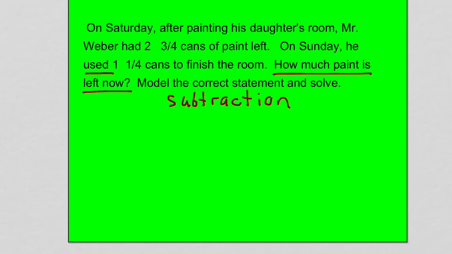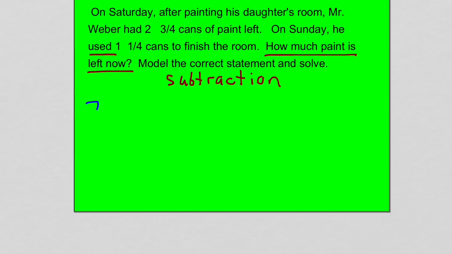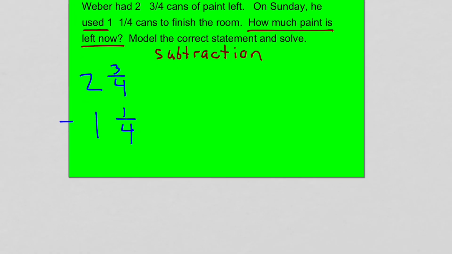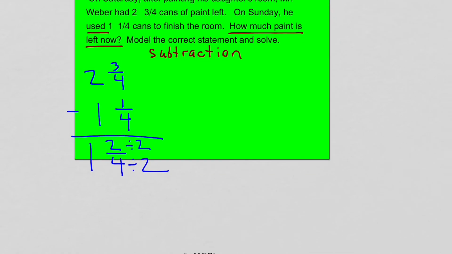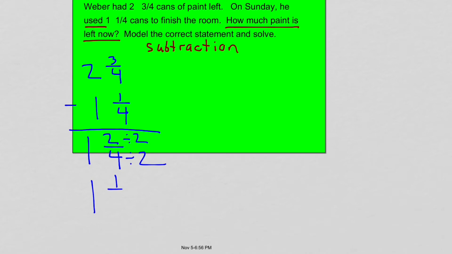So whenever we have this kind of situation, we started off with 2 3/4 cans of paint, and we used 1 1/4. And just like when we were adding and subtracting fractions, we subtract the whole numbers. 2 minus 1 is 1. And then we subtract the fractions, and they have a common denominator. So 3 minus 1 is 2 over 4. And then 2 over 4 can be simplified by dividing the numerator and denominator by 2. And that gives you the fraction 1/2, so the answer is 1 1/2.